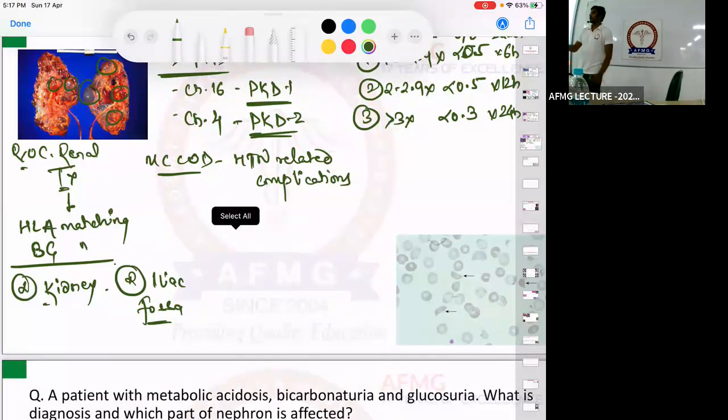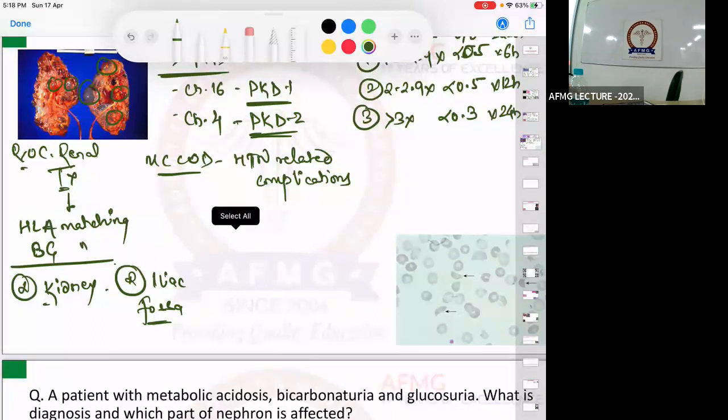Again. Rejections can be of three types. Hyperacute rejection, which occurs within minutes. It is which type of hypersensitivity? Acute rejection: these symptoms will develop within 1 to 6 months of transplant. Acute rejection is type? Delayed, or cell-mediated immunity, is usually type 4 hypersensitivity.